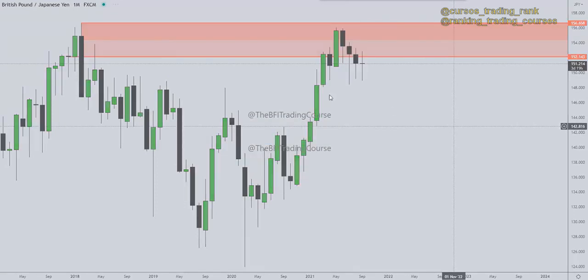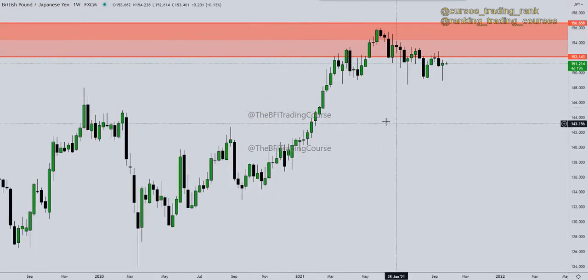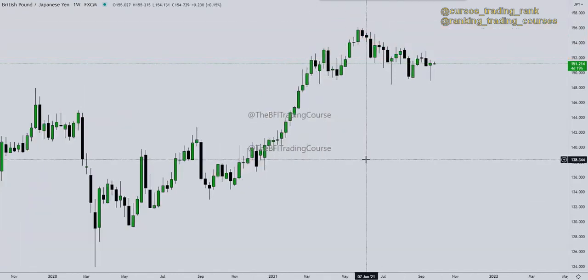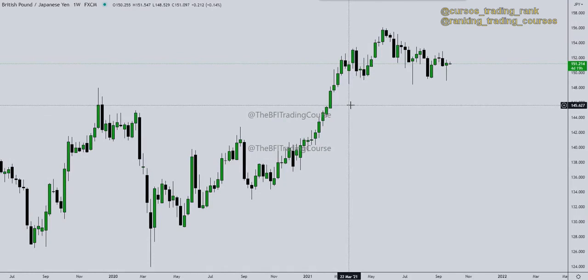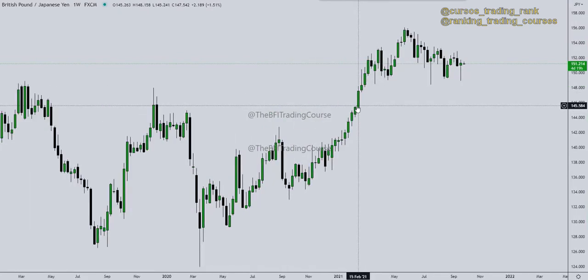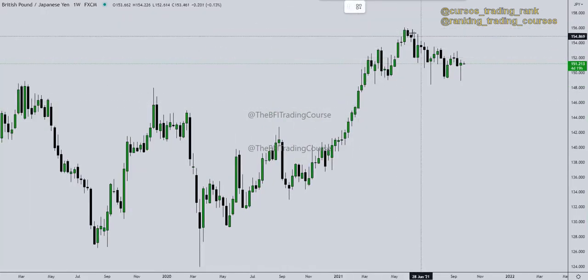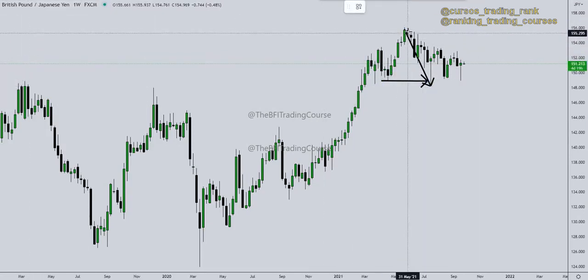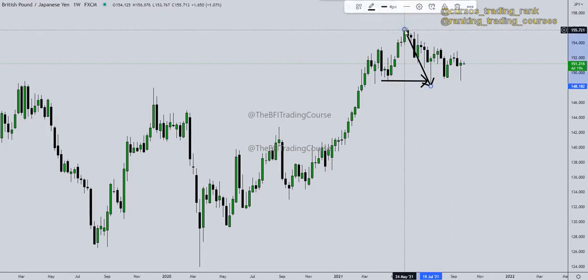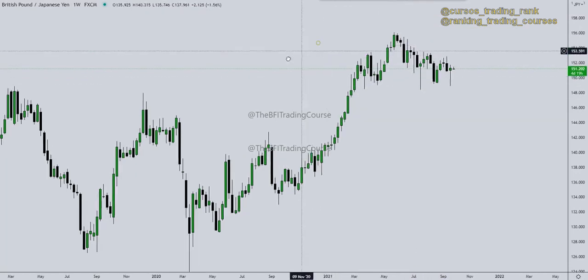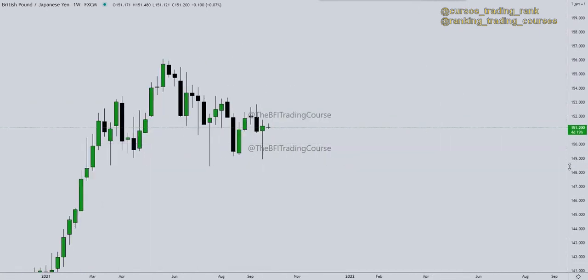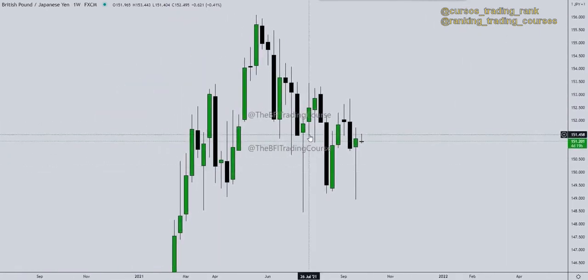Let's get on the weekly. And let's delete our monthly zone. And now we want to draw weekly zones. Okay, so you can consider this a weekly footprint. So the creation of a new weekly sell zone up there, but I'm not really interested in the sell zone. Okay, what do we have here on this weekly chart?